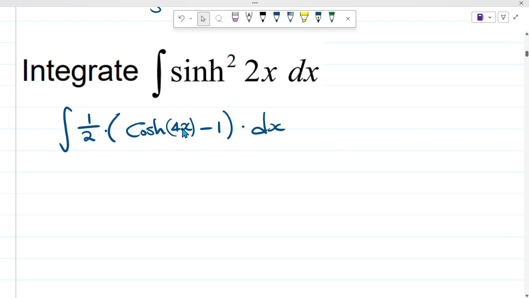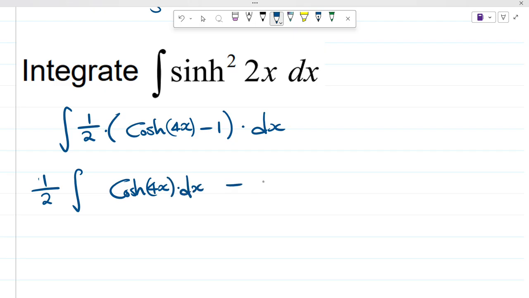If it was just x, here it was going to be 2x. So then from there I can split and make each term have its own integral. That means I'll end up having 1 over 2 integral of cosh 4x, or hyperbolic cos of 4x, minus 1 over 2 integral of 1 dx. So what did I do? I multiplied both this term and that term by 1 over 2 and then also made each term have its own integral. So that's what happened.